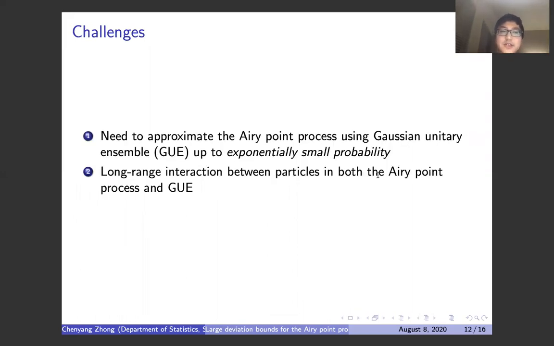Now let me briefly say a few words about the challenges in the proof. The first one is that we need to approximate the Airy point process using GOE up to exponentially small probability. This approximation at the level of weak convergence has already been established. But the challenge is that we need to estimate the probability up to such precision that large deviation bounds can be transferred between these two objects. And a second challenge is that we need to overcome the long-range interaction between particles in both the Airy point process and GOE.